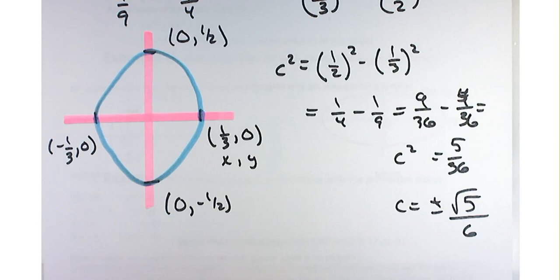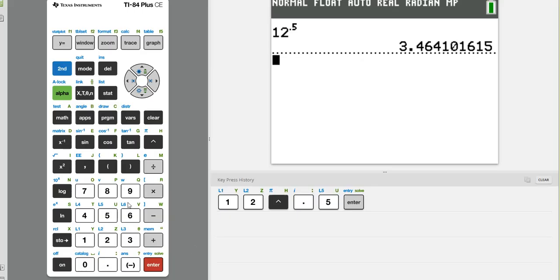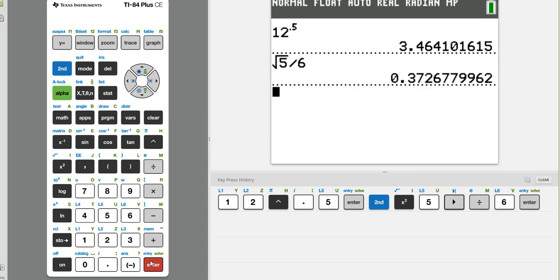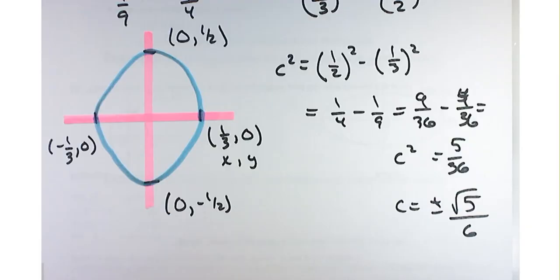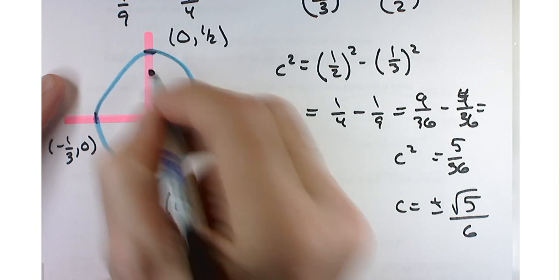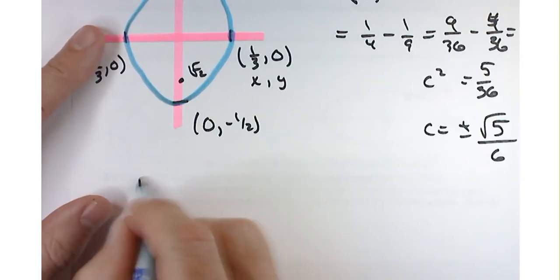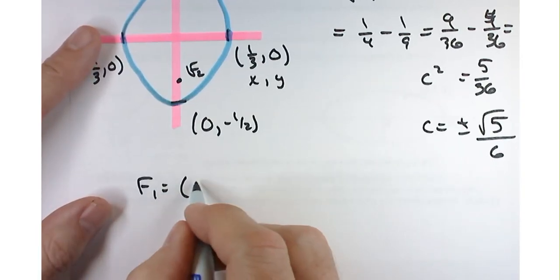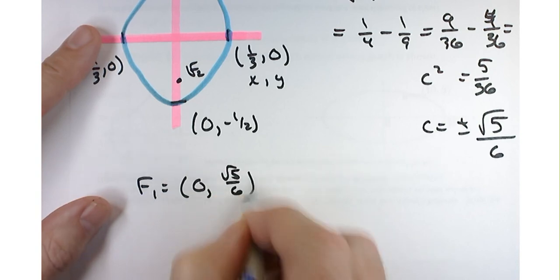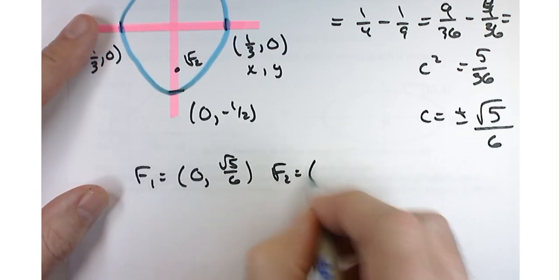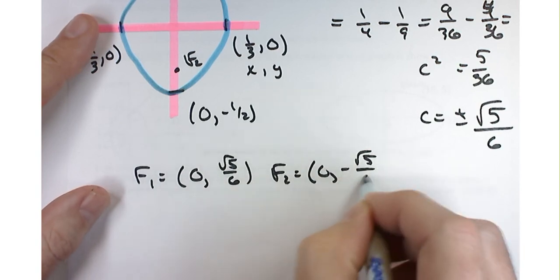It might help to get a decimal value for that if you're trying to plot it, somewhat reasonably. So let's do that. Square root of 5 divided by 6 is about 0.37. For purposes of graphing it on an exam, about 0.4 would be wonderful. So I'm just going to put it up here and down here, F1 and F2. F1 would have coordinates at 0 and square root of 5 over 6. F2 would have coordinates at 0 and negative square root of 5 over 6.